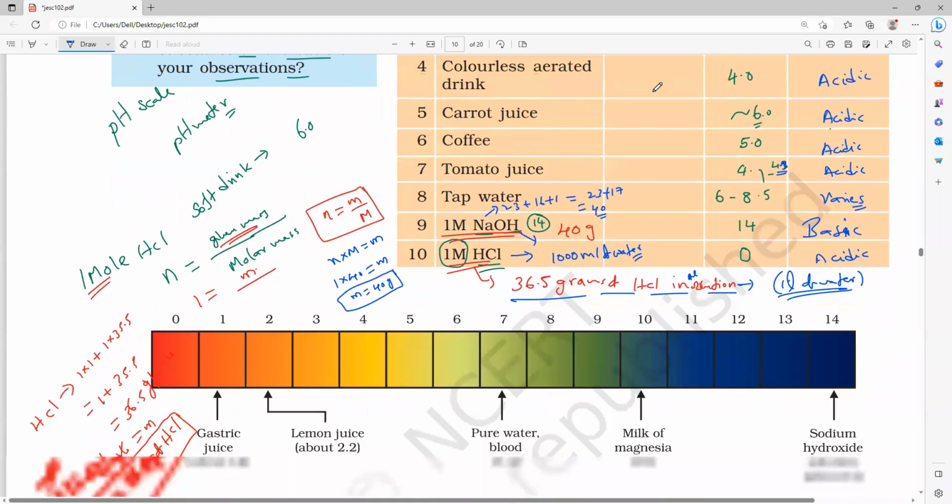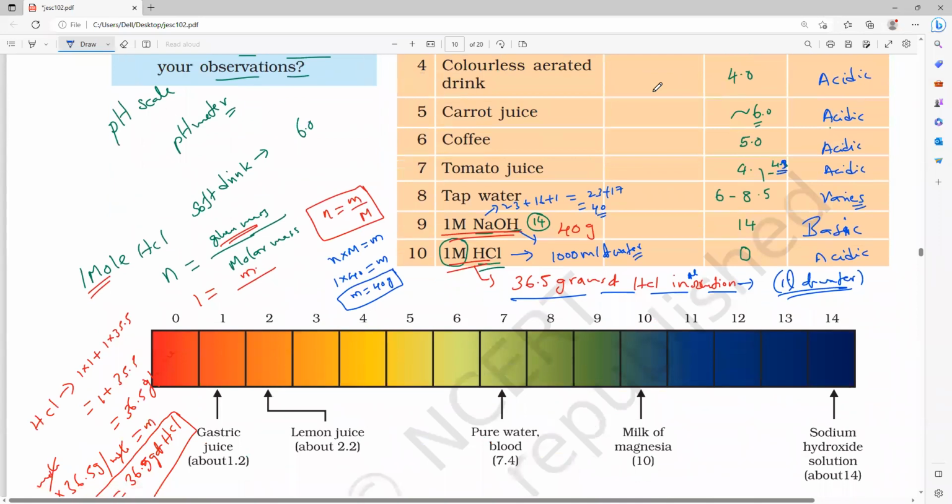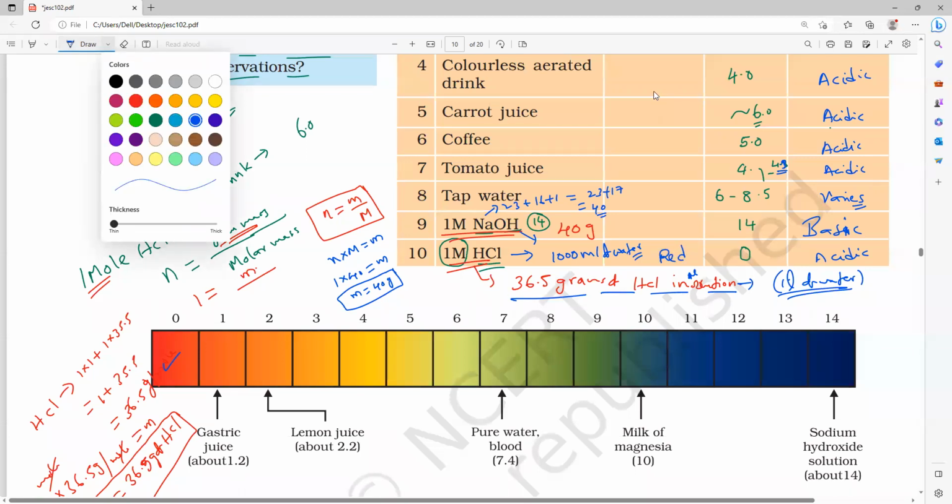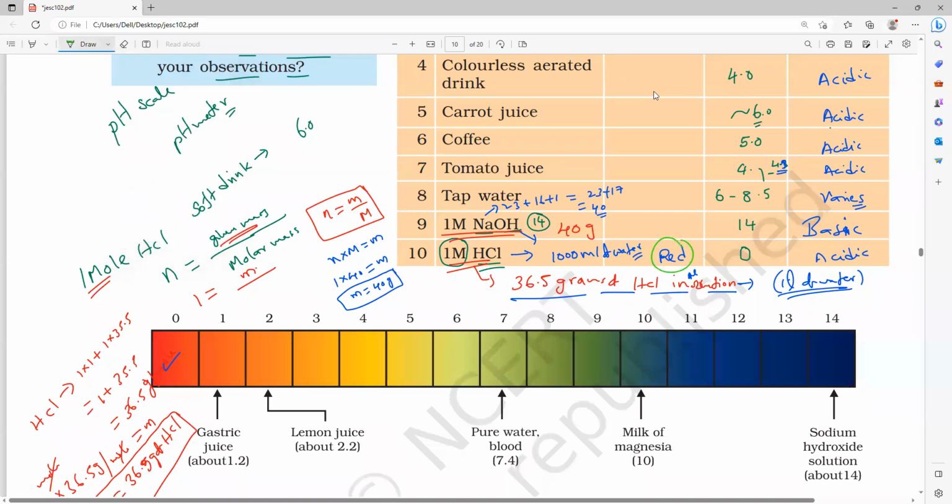pH paper color. First, 1 M HCl. Can you tell me what is the color, all of you? What is the color here? You can check. Red. So write red, with a different color pen, so at least it will be good. So red color. 1 M NH3. Last. What is this? Dark blue.